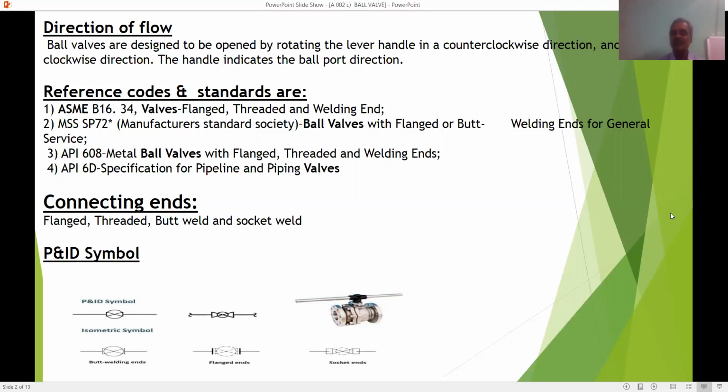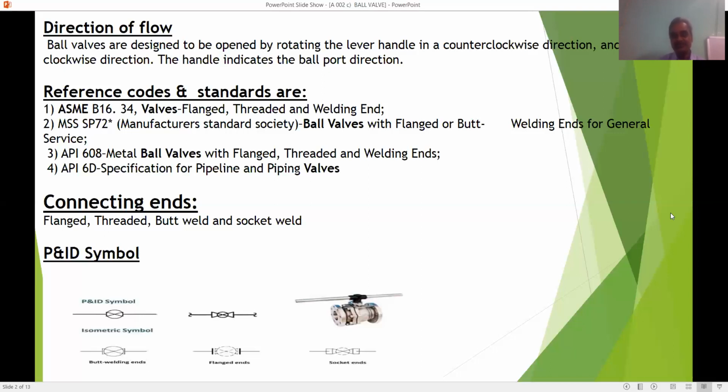Okay. Now further you have reference codes and standards. ASME B16.34, flanged, threaded and welding ends. MSS SP-72 with flanged or butt welding ends for general services. API 608 metal ball valves with flanged, threaded and welding ends. API 6D specification for pipeline and piping valves.